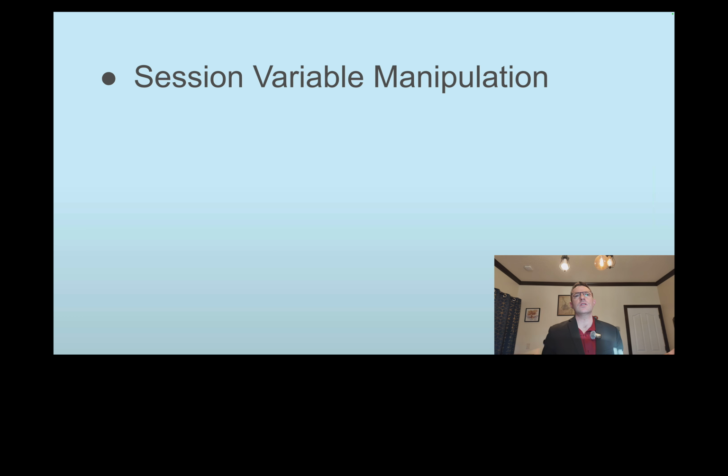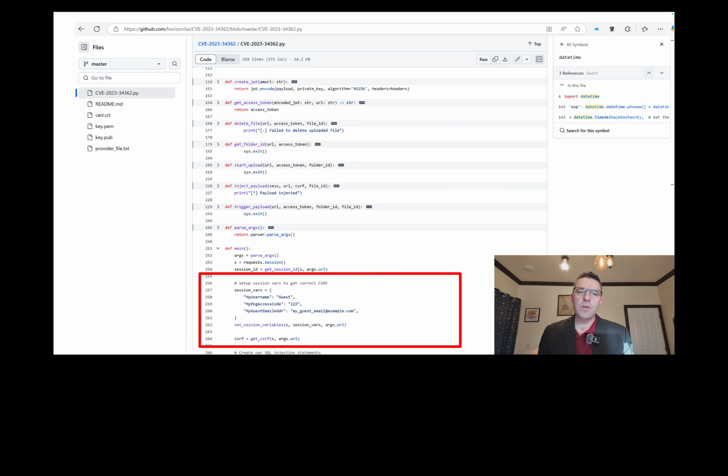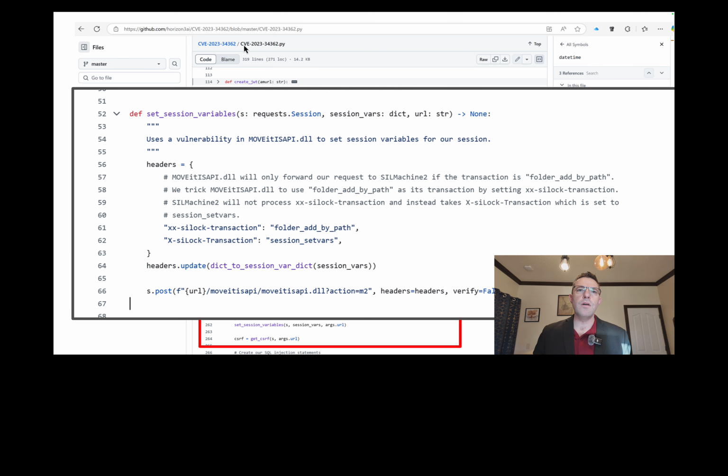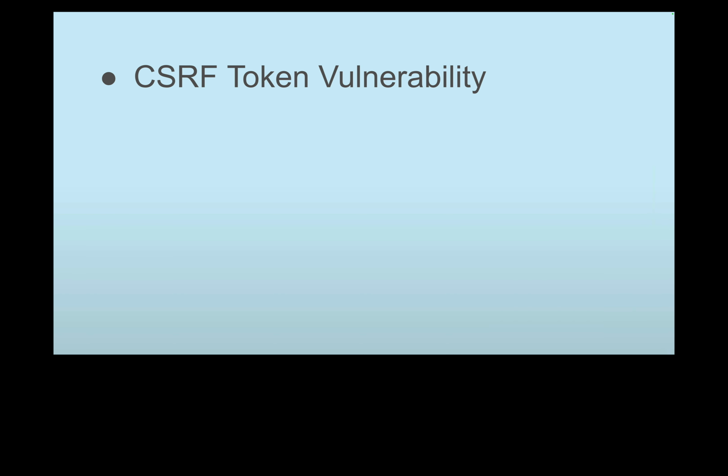The first one was session variable manipulation, and what happened is the attackers leveraged some error in the coding of the MoveIt API DLL, and were able to add in session variables. Now, these session variables were injected in the headers, and they were able to get the server then to store them as if the server themselves created it. Obviously an issue.